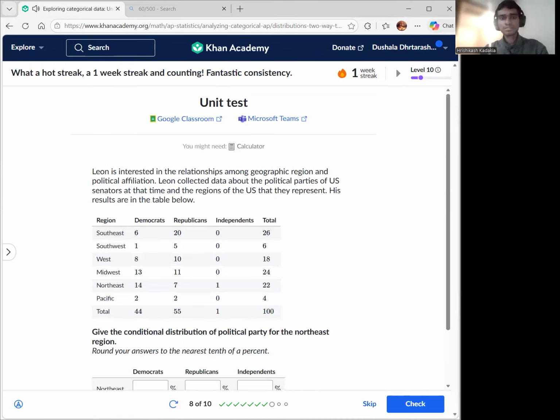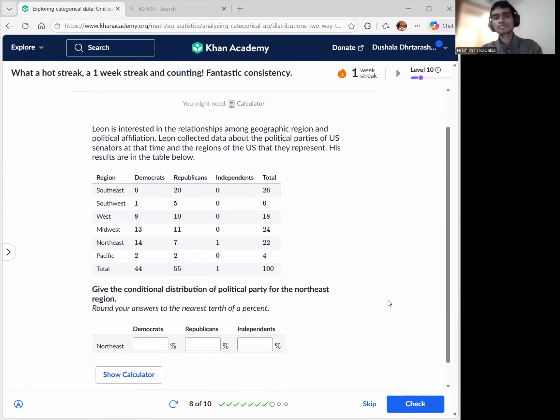Now, Leon is interested in the relationship between geographic region and political affiliation. He collected data about the political parties of senators in different regions, and the results are shown in the table below. Give the conditional distribution of political party for the Northeast region. It's the same for this part. In total there are 22, and out of those, how many are this? So 14 divided by 22.